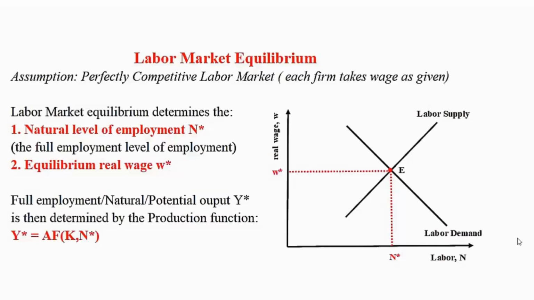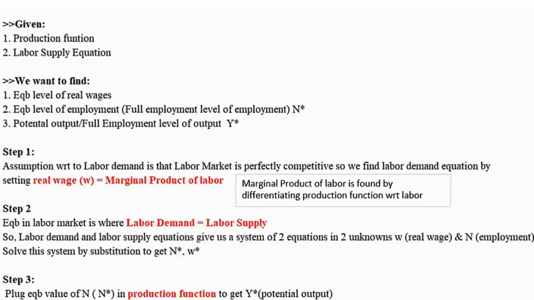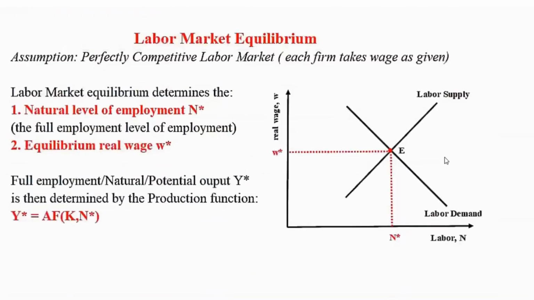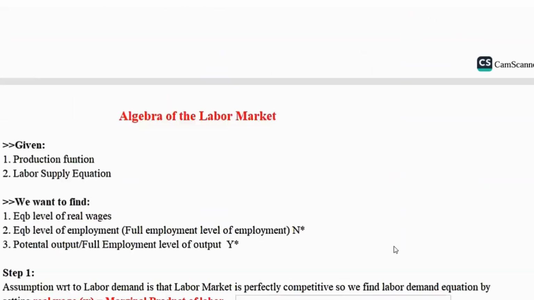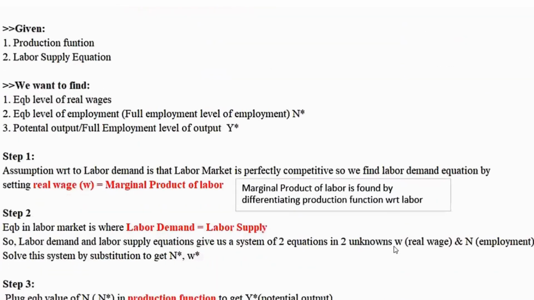Now let's discuss the algebra for the labor market. We're given the production function, which is Y is equal to A times the function of K and N, and we're given the labor supply equation. We want to find the equilibrium level of real wages, the W star, and the equilibrium level of employment, the full employment level of employment N star. So we essentially want to find W star and N star. And we want to find the potential output or full employment level of output Y star.